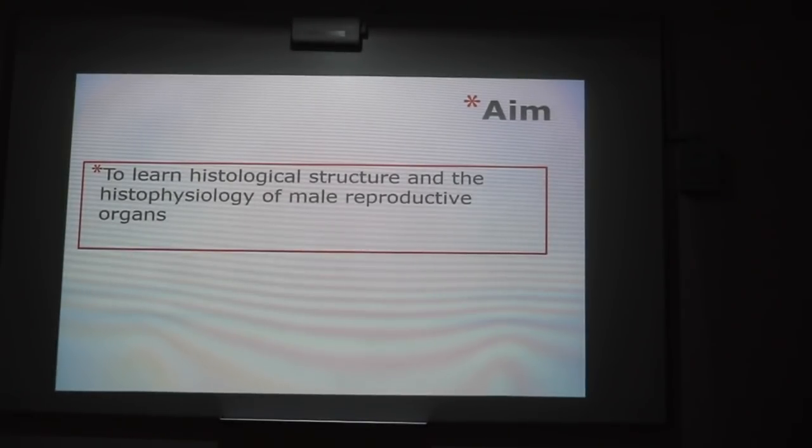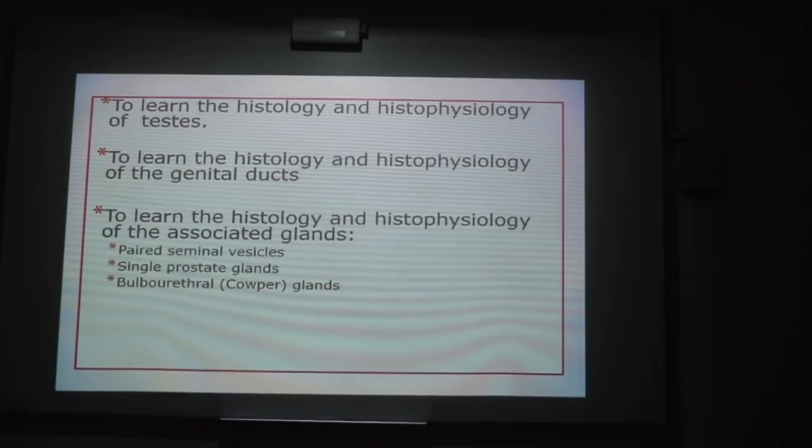So the major aim here is to look at some of the histological structures and some histophysiology of the male reproductive organs. We will learn the histology and histophysiology of the testes. We'll learn the histology and histophysiology of the genital ducts. And then we will go into some associated glands like the seminal vesicles, prostate, bulbourethral gland, and finally we will look at some of the histological aspects of the penis.